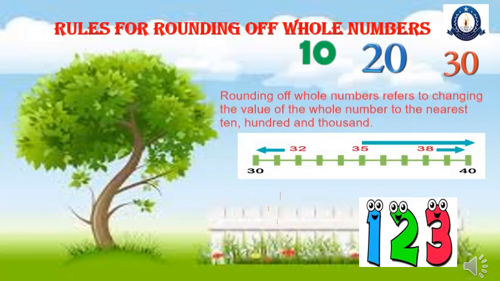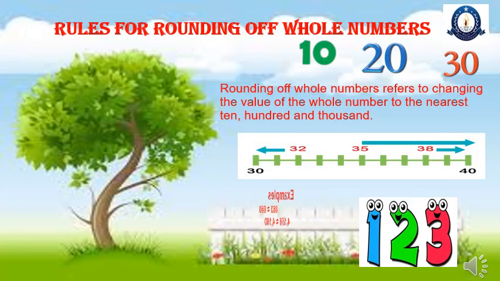Rules for rounding off whole numbers. Rounding off whole numbers refers to changing the value of the whole number to the nearest 10, 100 and 1000. Rounding gives us numbers that are easy to use like 10, 20, 30, 40 and so on. Rounding off numbers helps you to solve everyday problems. Look at the number line. Numbers to the right have a greater value than the numbers to the left.